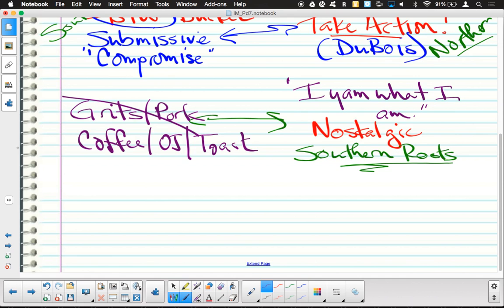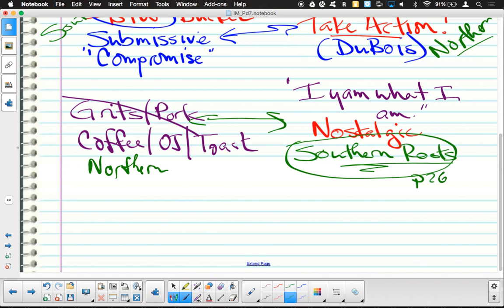Because what does he want to be? He's trying to be more Northern. He's trying to change kind of who he is, or at least disassociate himself from who he is. But at this point, he's embracing those Southern roots. The I am what I am thing happens on page 266.